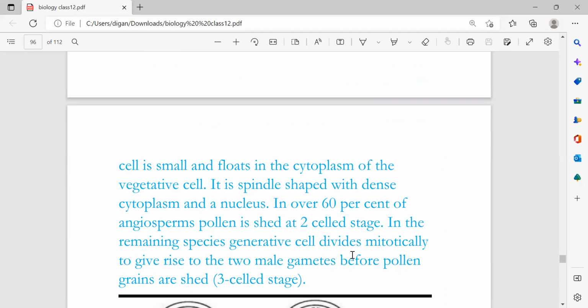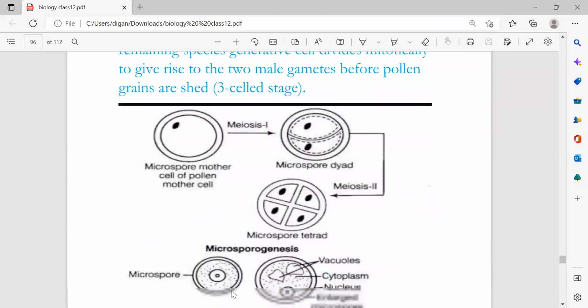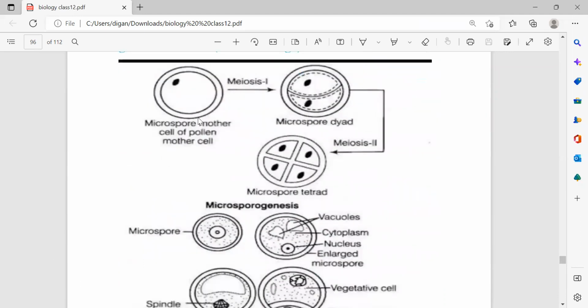In the remaining species, the generative cell divides mitotically to give rise to two male gametes before pollen grains are shed, the three-cell stage. So, first, this is the microspore mother cell or pollen mother cell. First, it undergoes meiosis division and two cells are formed. These are the microspore dyad. Then again they undergo division and finally a microspore tetrad is formed.